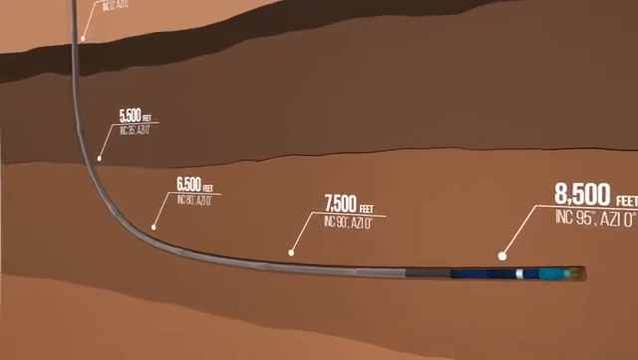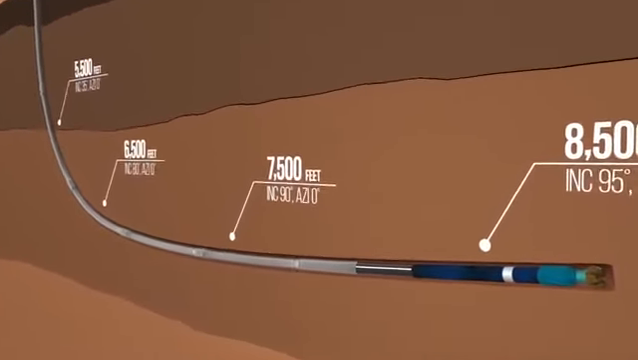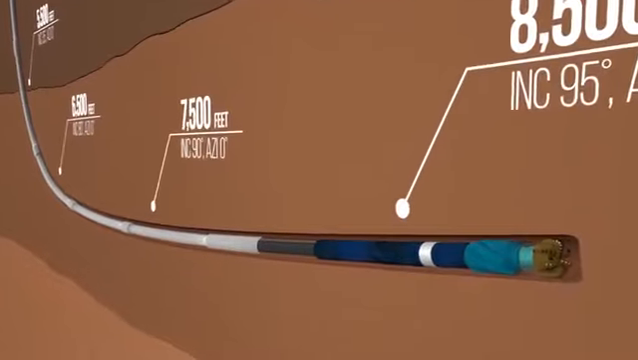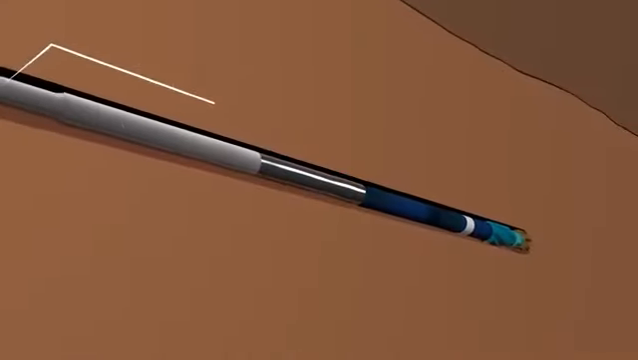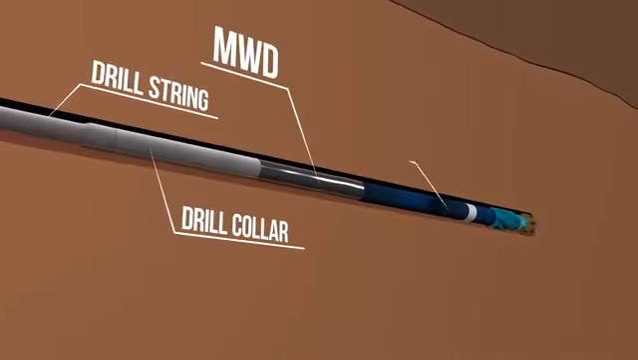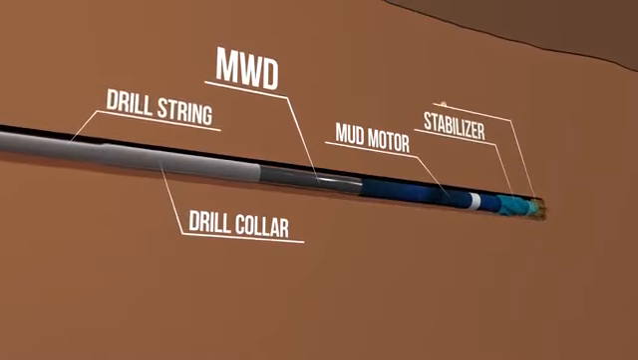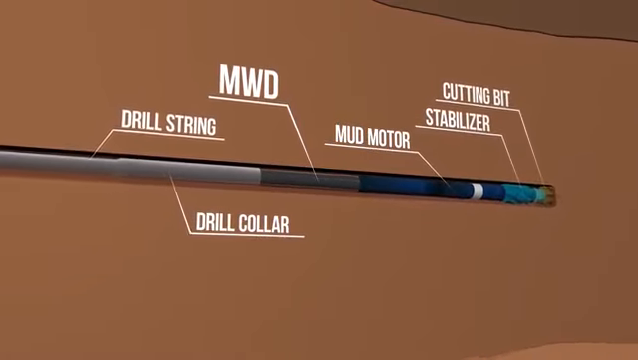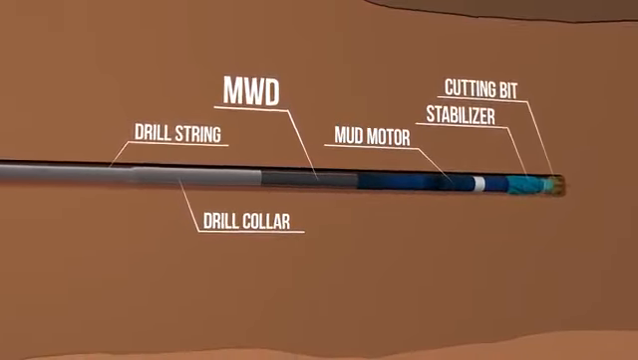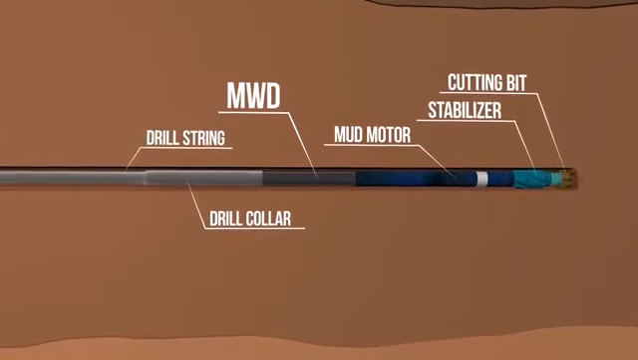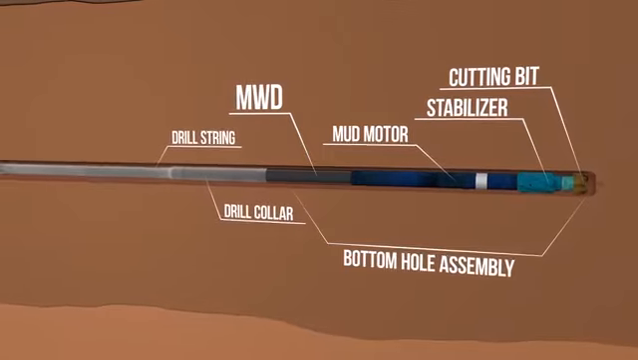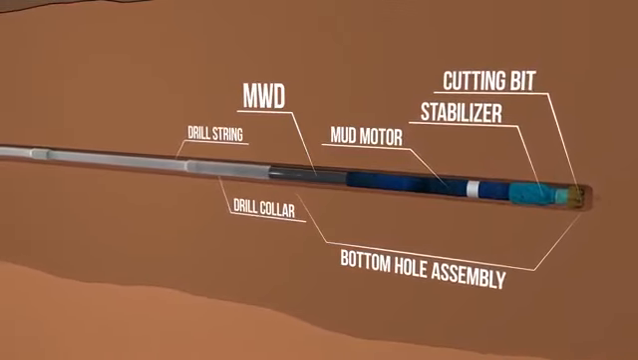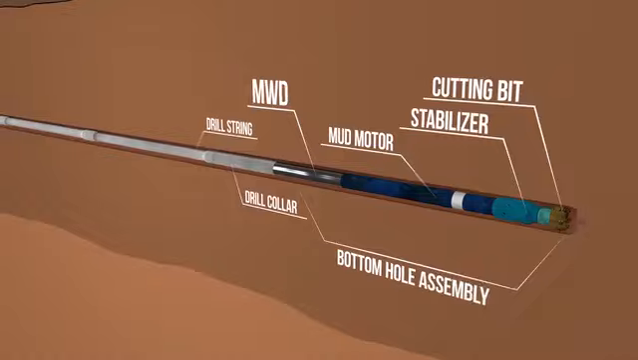A physical measurement while drilling tool, MWD tool, is required. So what is an MWD tool? The most common type of MWD is a magnetic tool. It relies on measurements of the Earth's magnetic and gravitational fields in order to determine the orientation of the bottom hole assembly, much like you would use a compass to determine your bearing.